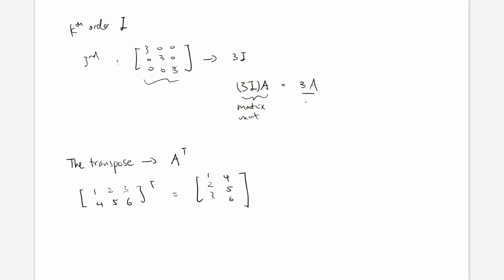If you have some row vector like this, the transpose turns it into a column vector. So if A is an m by n matrix, B would be an n by m matrix if B is equal to the transpose.